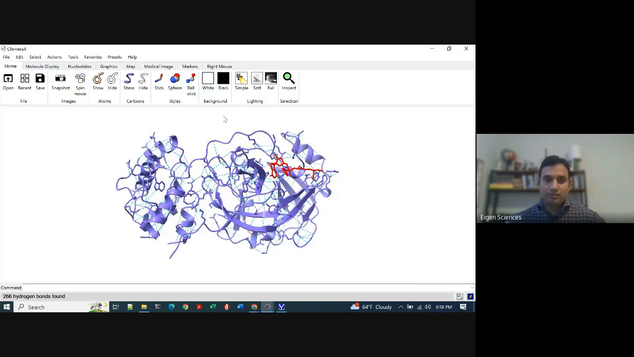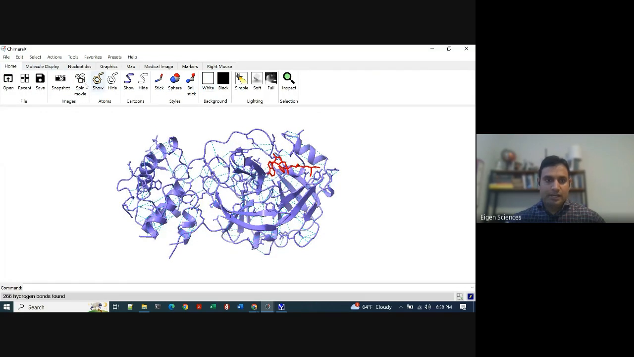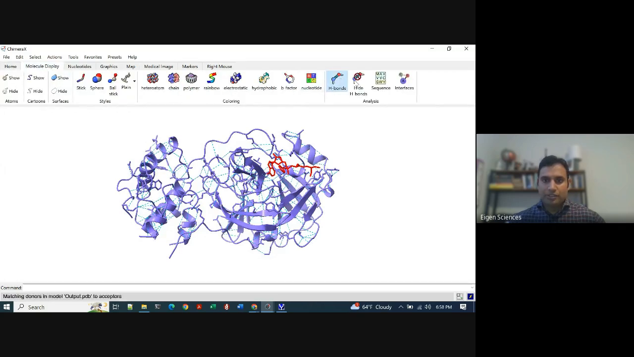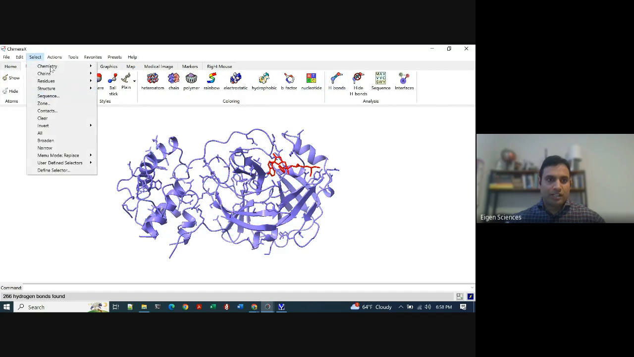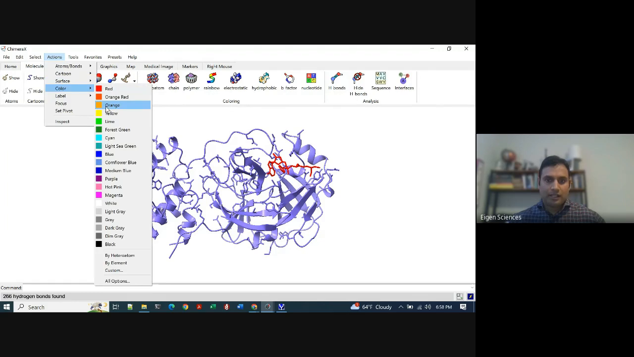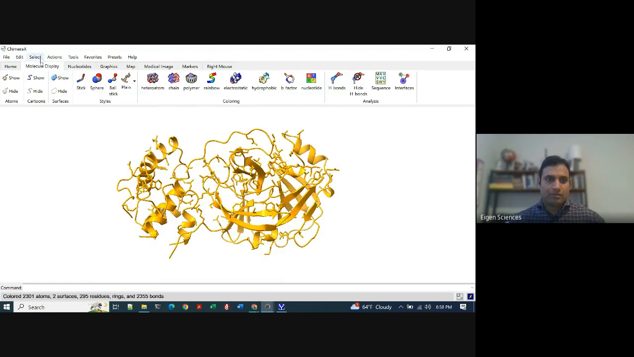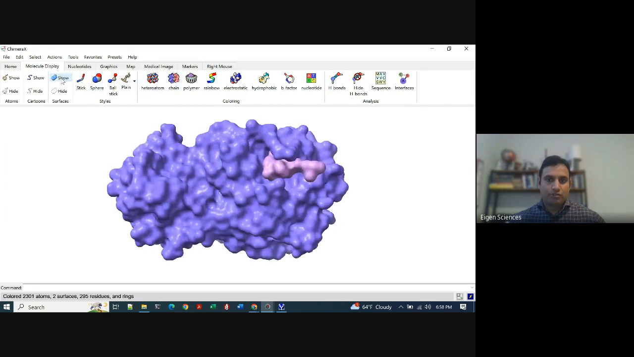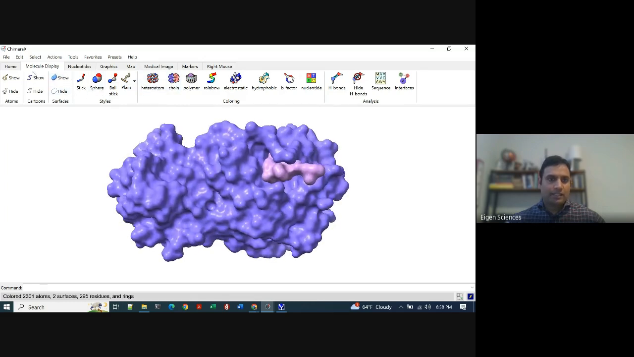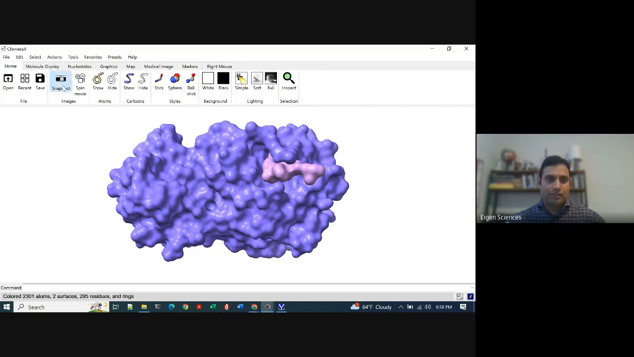So this looks nice, right? Maybe I don't like the hydrogen bond. We can also change the color. Let's see. No, this doesn't look good, and maybe I will go back to this and show. So this looks nice, and then I will take a snapshot, and the snapshot is done.